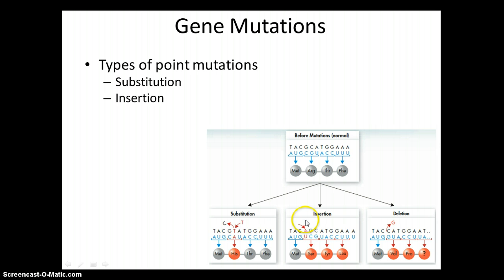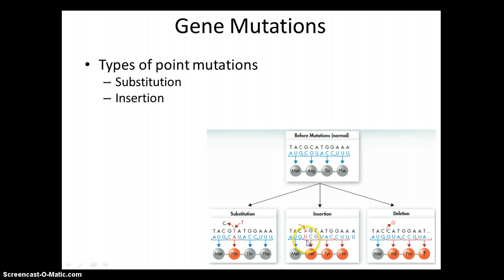An insertion means that a base gets added. If a base gets added, what happens is called changing the reading frame. Essentially, what that means is all of the codons get shifted down one. So the original codon in this particular protein was CGU.